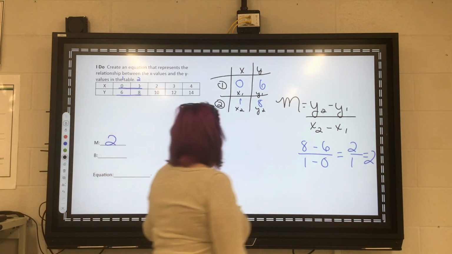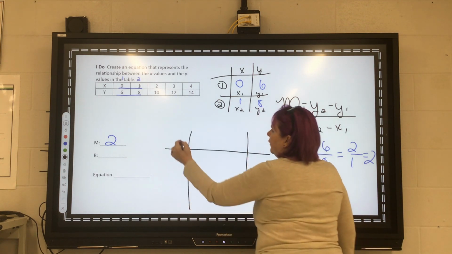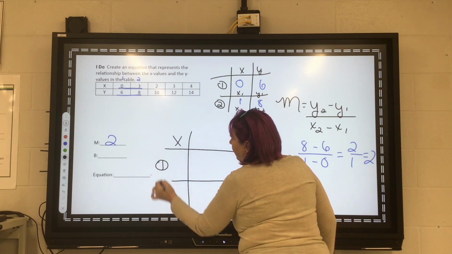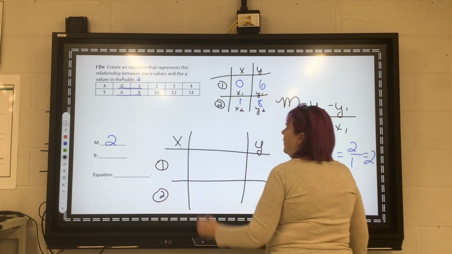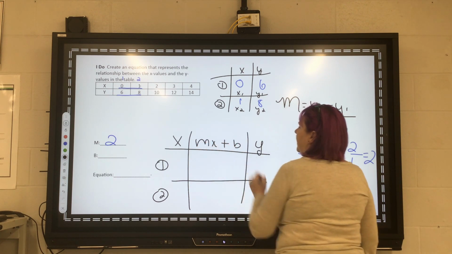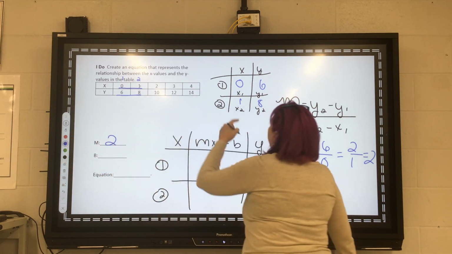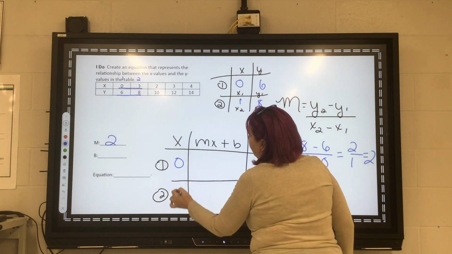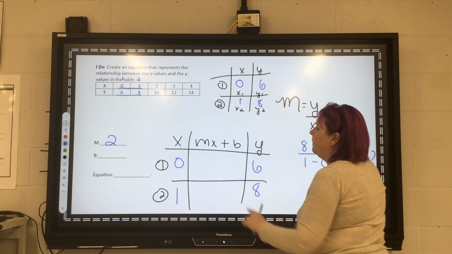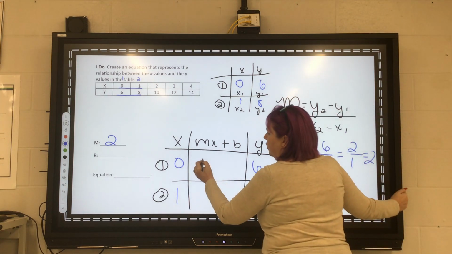B requires another table. This one's just a little different. We've got our x and our y. We've got our point 1 and our point 2. And we've got mx plus b. From here, we're going to take and plug in our numbers. 0, 1, 6, 8. Those came from here. Our m is over here. We got 2.